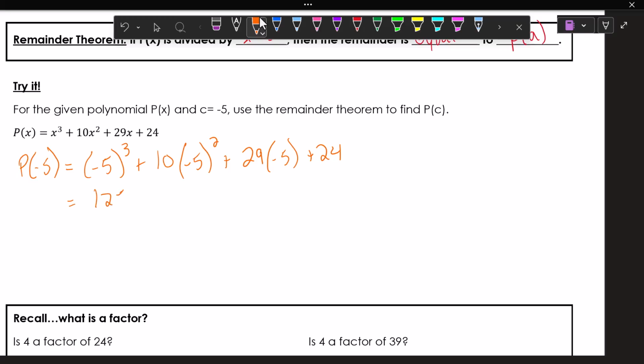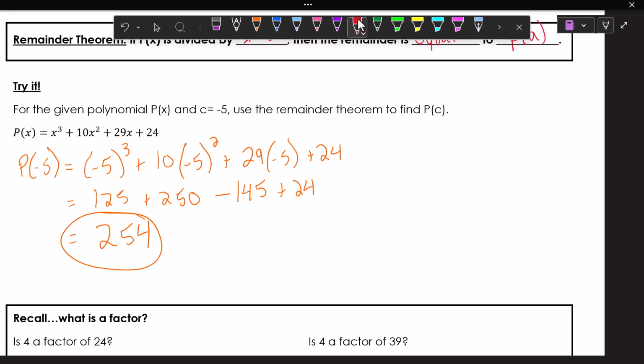So that's 125. That's 250. That would be negative 145 plus 24. Leave that 254. Of course, just like everything else, we need to check. We don't want to be wrong. We don't want to do too much. Yes. So that is our remainder.